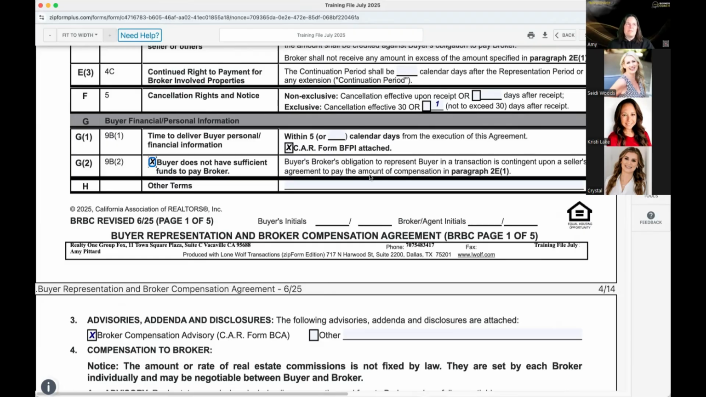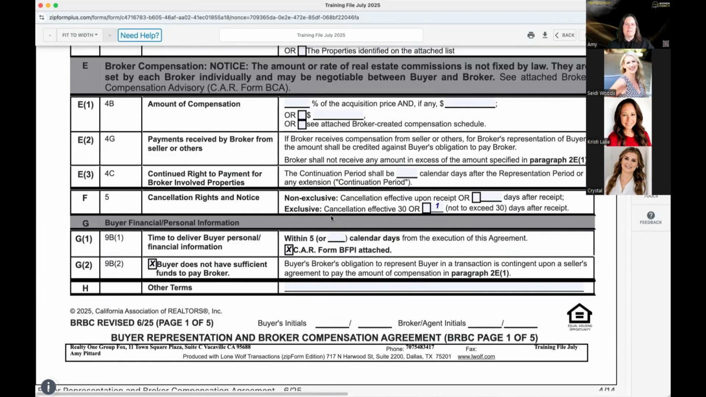You said you don't have sufficient funds to pay broker. So I'm going to let you go see that property on your own because I'm not going to represent you in the purchase of that property, right? So we would have some sort of conversation with our buyers to that effect. That's G2. And then H brings us to the end of this form, which is other terms. We just get a blank to fill things out. Well, not the end of the form, just the end of the grid. Okay. Any questions about the grid?